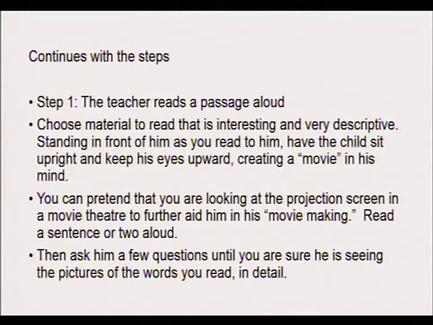Now, we continue with the steps. The teacher reads a passage aloud. Choose material to read that is interesting and very descriptive. Standing in front of the child as you read to him or her, have the child sit upright and keep his eyes upwards, creating a movie in his mind. You can pretend that you are looking at the projection screen or the writing board, any flat surface, and then you say, let's make the movie. You read the sentence out loud twice. Then ask him a few questions until you are sure he is seeing the pictures of the words in detail.